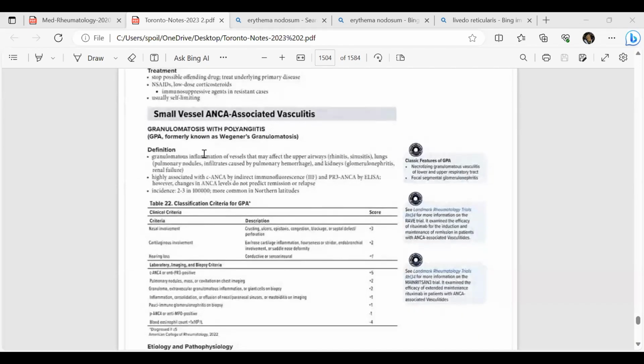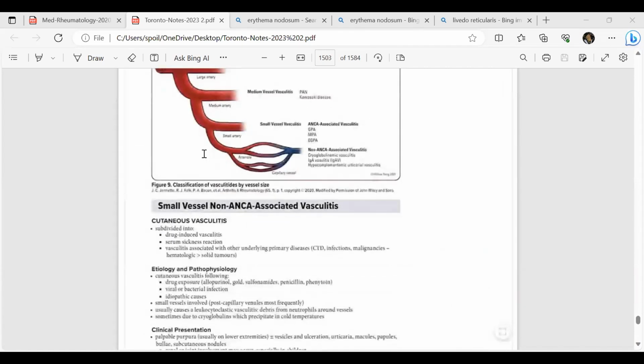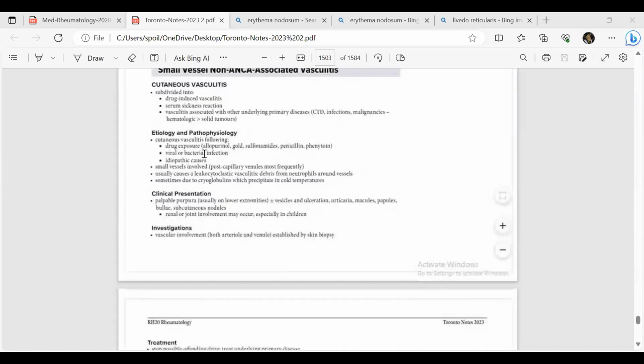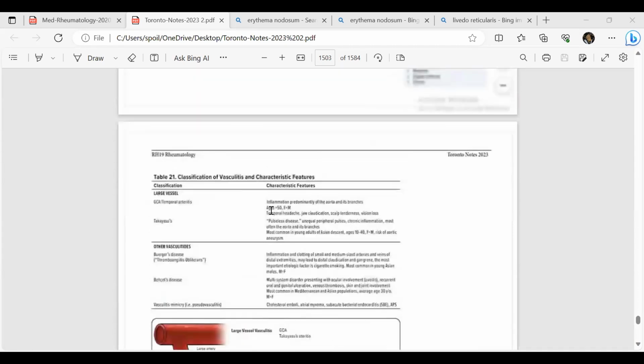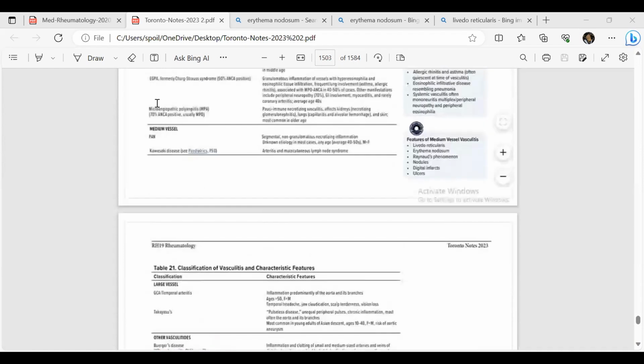And small vessel ANCA associated vasculitis. This is non-ANCA, and this is ANCA. Can anyone tell me, the non-ANCA associated, do they have any name? Small vessels are involved, with palpable purpura, which we saw here as well.